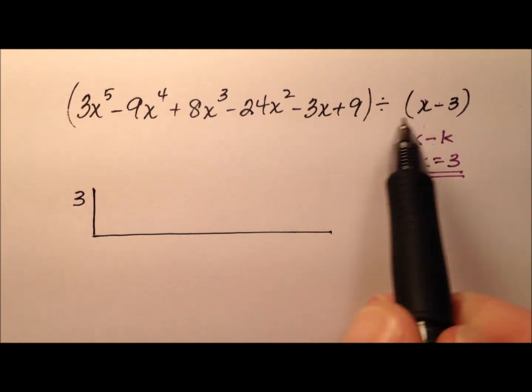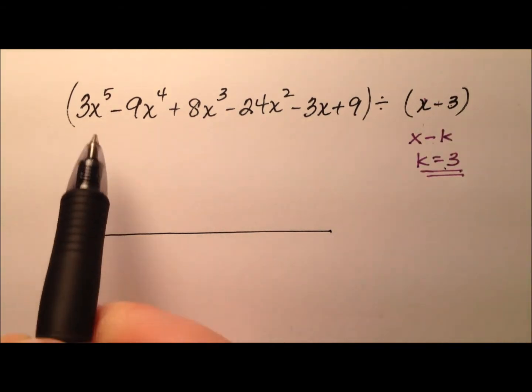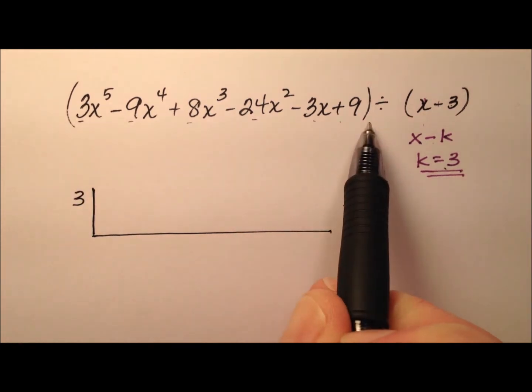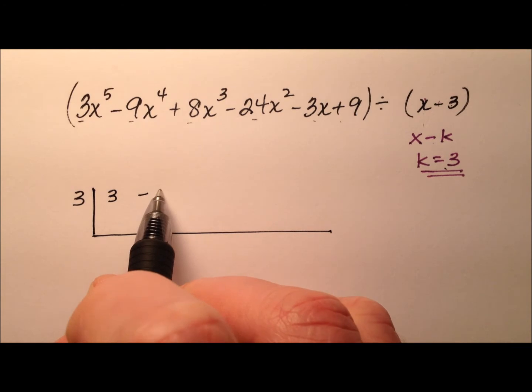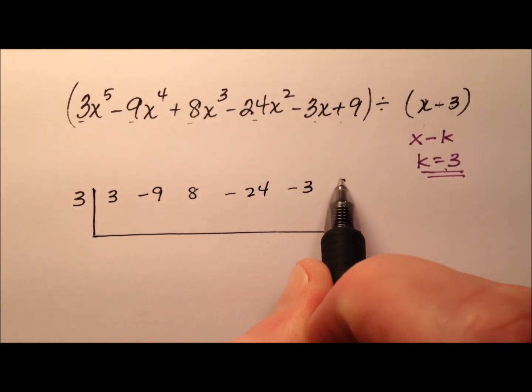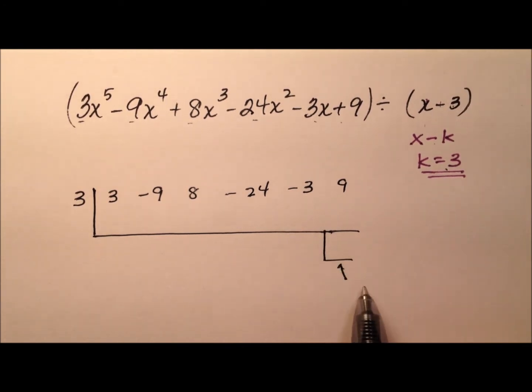Okay, so once I have that first thing lined up here, so we have x minus 3, so my k is 3. Then for synthetic division, the only thing I'm concerned with are these coefficients. So I'm going to go ahead and write them all through. So 3, negative 9, positive 8, negative 24, negative 3, and positive 9. I'm going to go ahead and put a little box here because this represents my remainder.